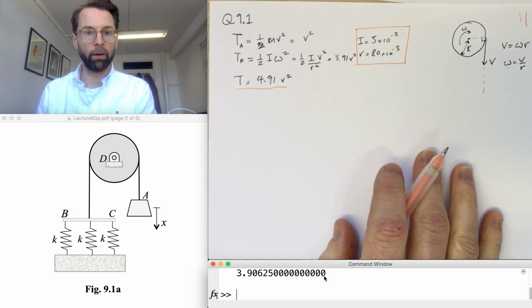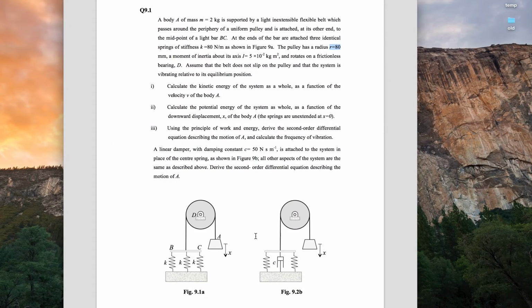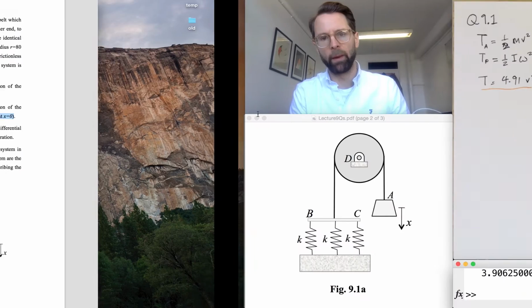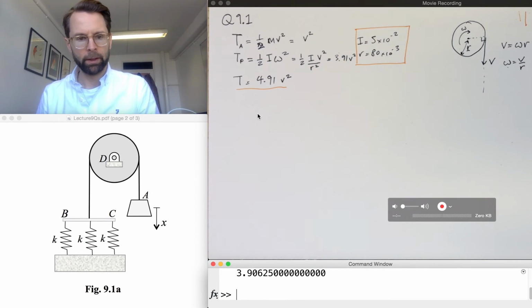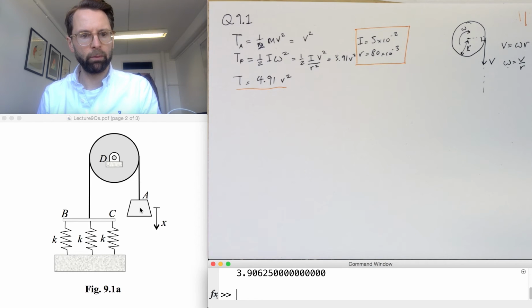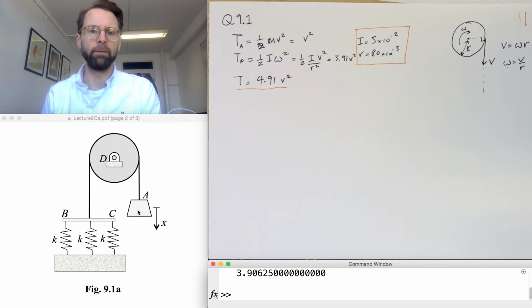So the second part of the question asks us to calculate the potential energy of the system as a whole, and this time in terms of x, the downward displacement of body A. And we're told that the springs are unextended at x equals 0, and that makes things quite convenient for us when evaluating the potential energy of springs. So there are two sources of potential energy. Potential energy because the height of the elevation of A is changing, and also potential energy stored in those springs. Those are the only two components.